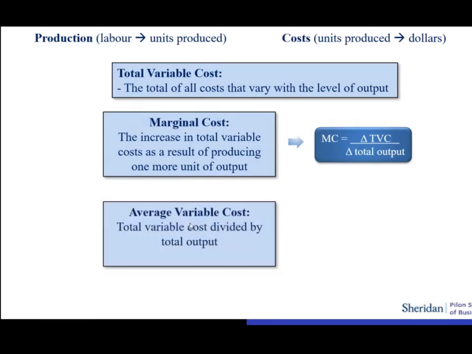All right, so average variable cost is simply your total variable cost divided by your total output. These are sort of analogous to the production side. Before we had total product, then marginal product, and then average product. They're not the same, but they're a similar pattern. This is the total variable cost, then this is the variable cost on the margin, and then this is the average variable cost, which is simply the total variable cost divided by your total output.